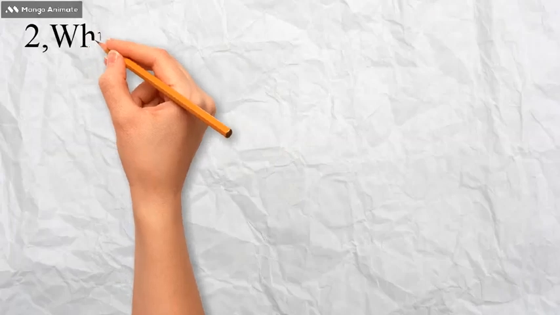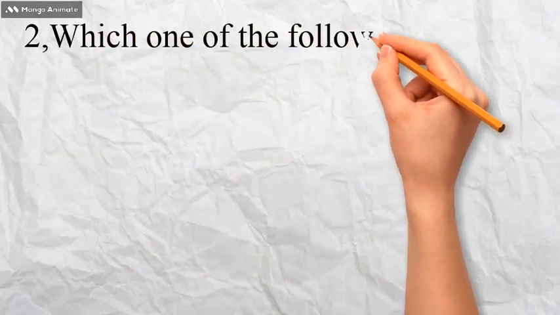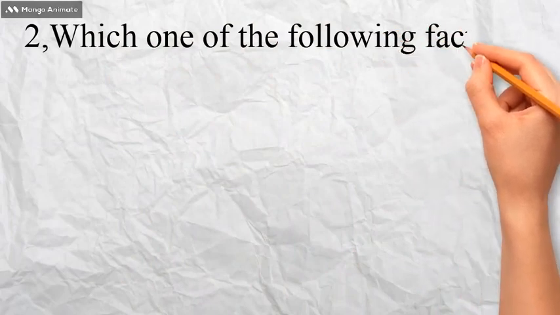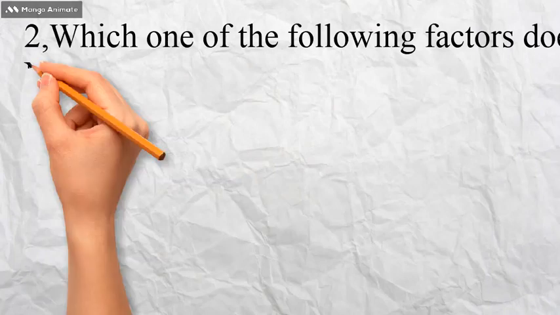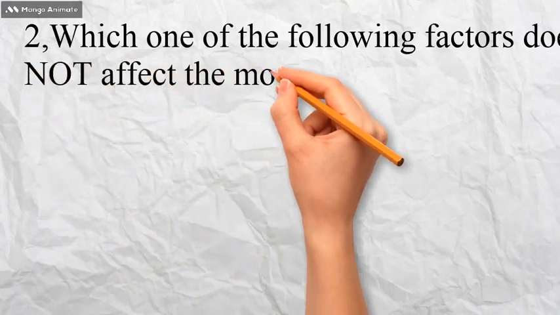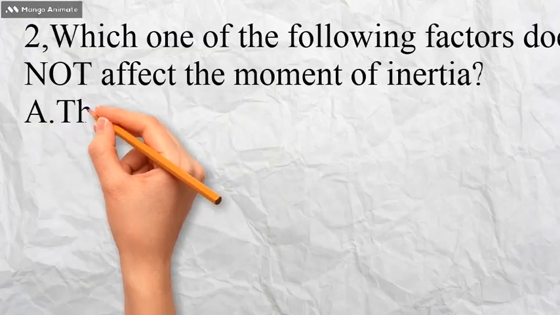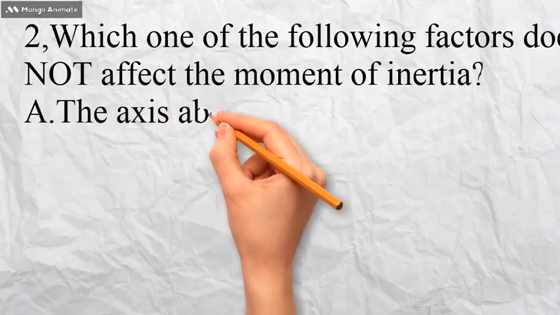Question number 2. Which one of the following factors does not affect the moment of inertia? A, the axis about which the object is rotating. B, the size of the object. C, the magnitude of the object. D, the mass of the object. The correct answer is C, the magnitude of the object.